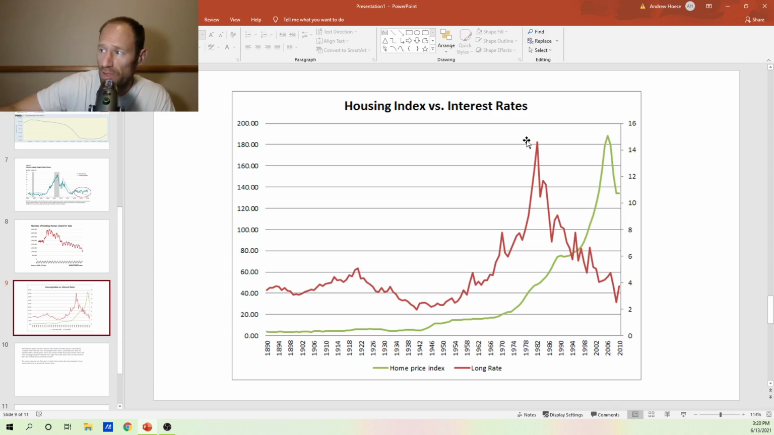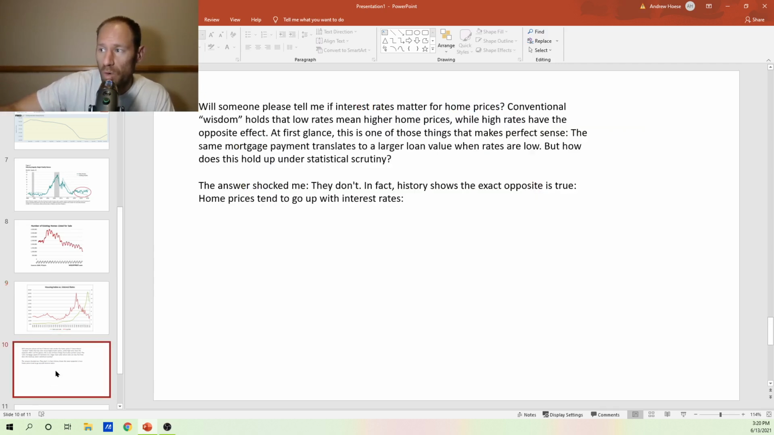Then they lowered interest rates over time. We had another bubble within that one. And then we had a decline where interest rates also declined right through here. So this is something I'm going to read.